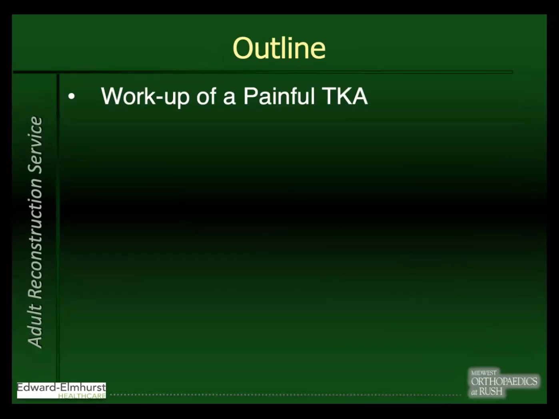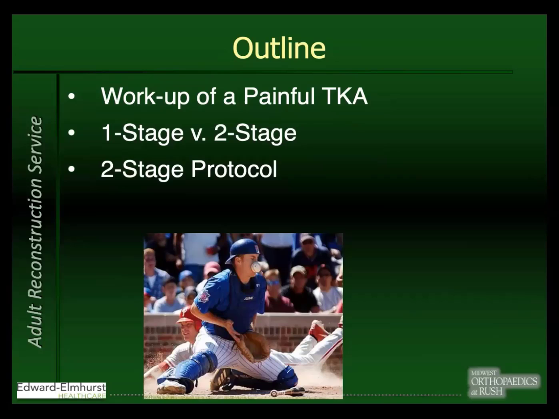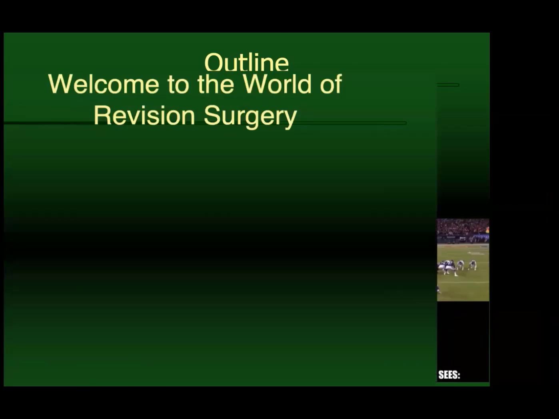These are the things we're going to cover. We're going to talk a little bit about the workup of a painful total knee. Then we're going to talk about a one-stage versus two-stage, my typical two-stage protocol, and then determining constraint when I'm doing a total knee replacement revision. How do I make that determination for CCK versus hinge versus a standard PS?